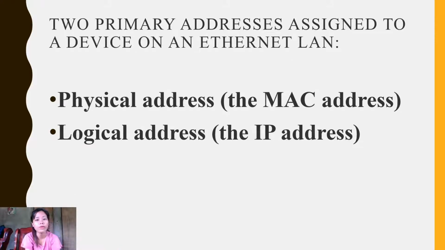There are two primary addresses assigned to a device on an Ethernet LAN: the physical address, the MAC address, and the logical address, the IP address. The physical address is used for Ethernet NIC to Ethernet NIC communication on the same network. The logical address, the IP address, is used to send the packet from the original source to the final destination.